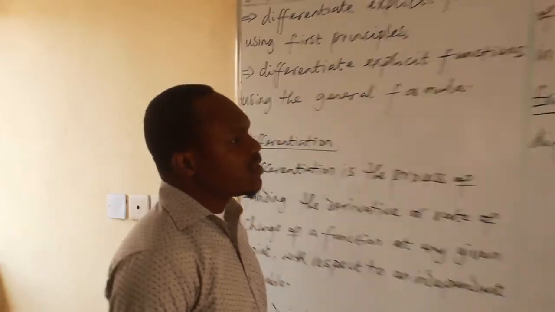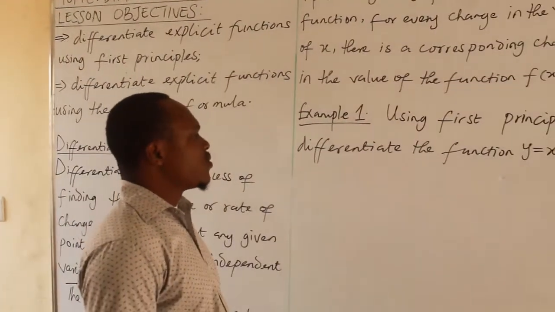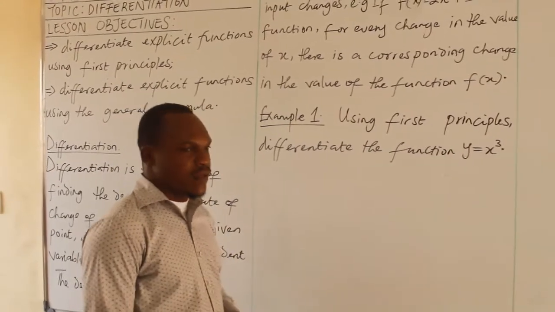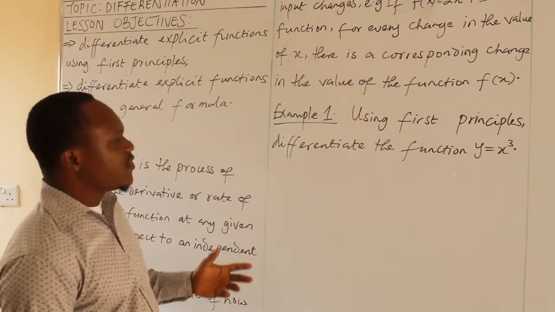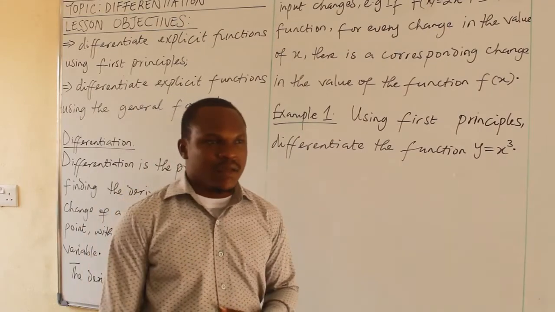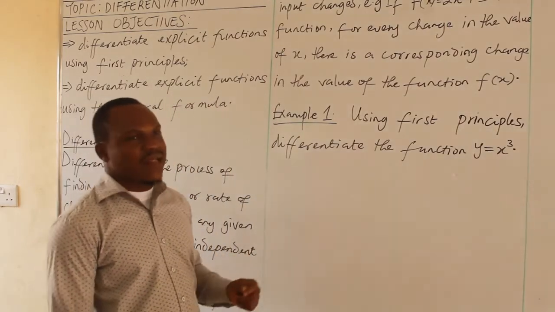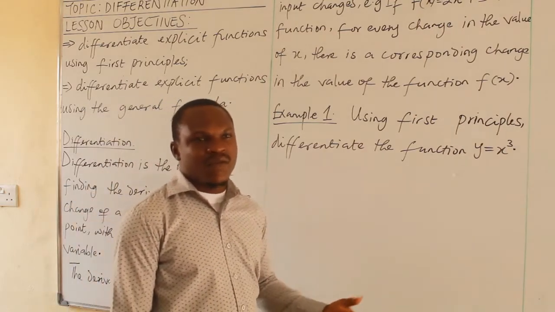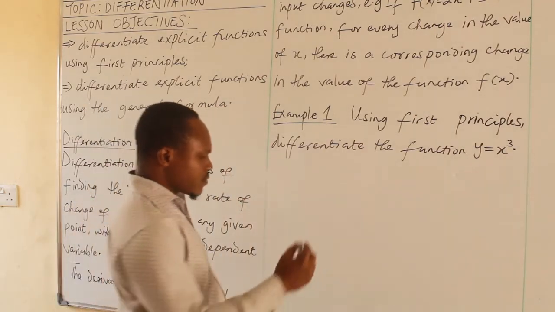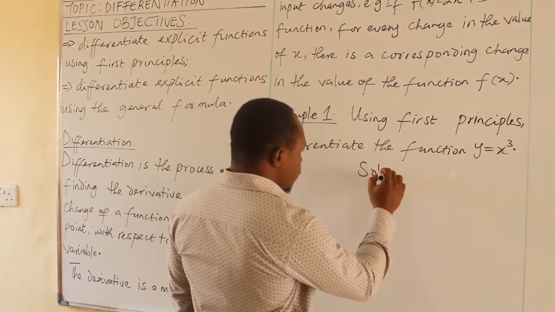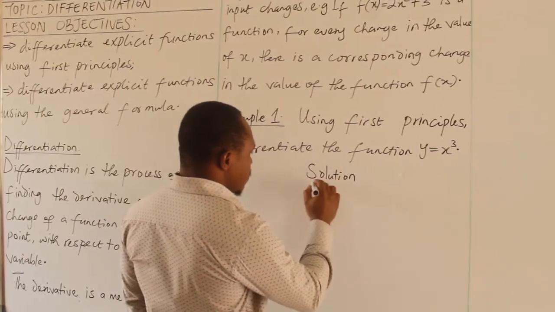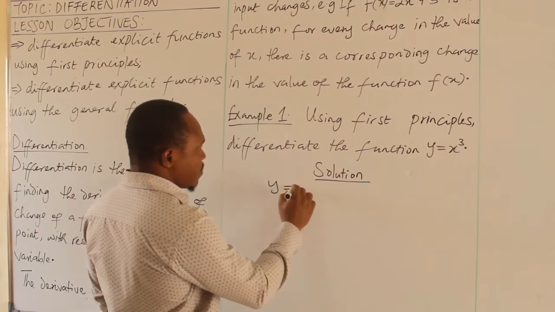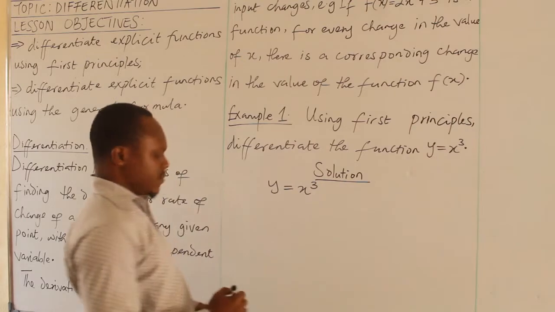Our first example says, using first principles, differentiate the function y is equal to x raised to power 3. This is something I had previously taught in class, but I'll just do this as a reminder before we move ahead. Solution. We have the function y is equal to x raised to power 3.